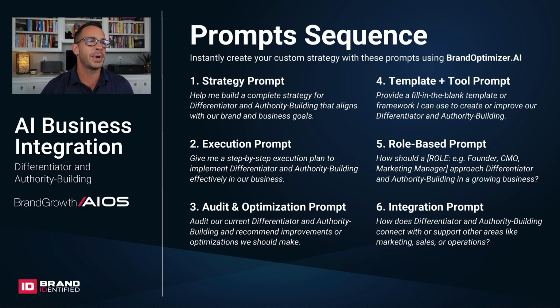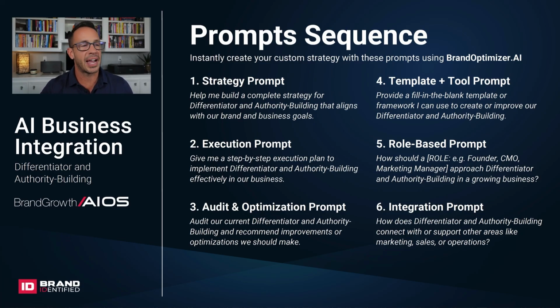Next, we're moving into a 6-step prompt AI sequence that you can input over there in BrandOptimizer.AI to instantly create your custom strategy using these prompts. So the first prompt is a strategy prompt, that is: help me build a complete strategy for differentiator and authority building that aligns with our brand and our business goals.